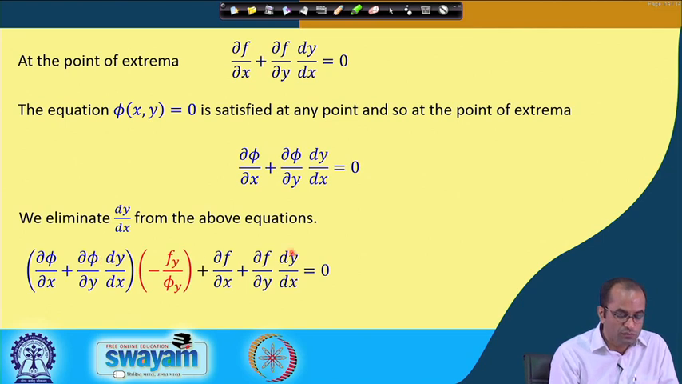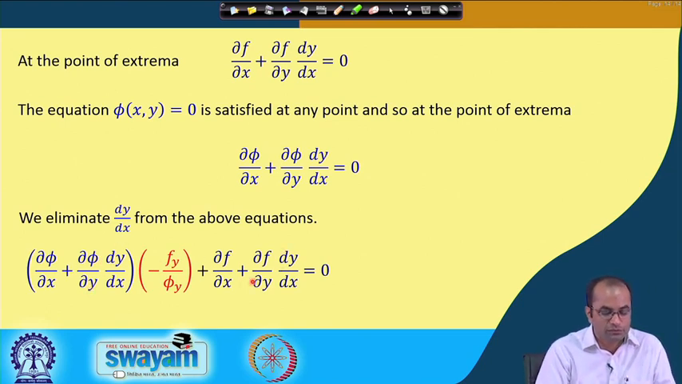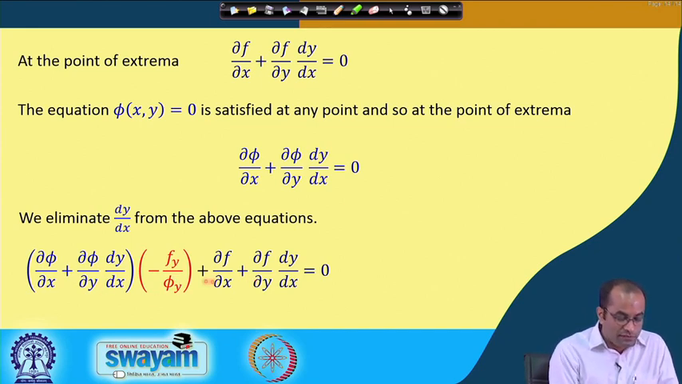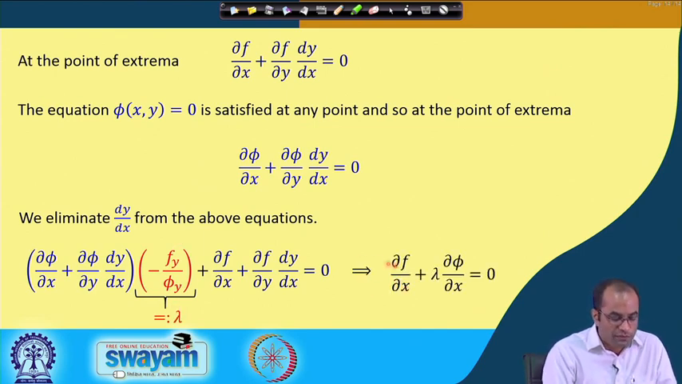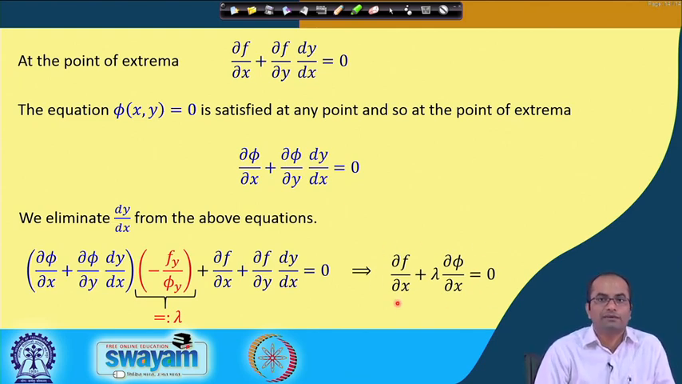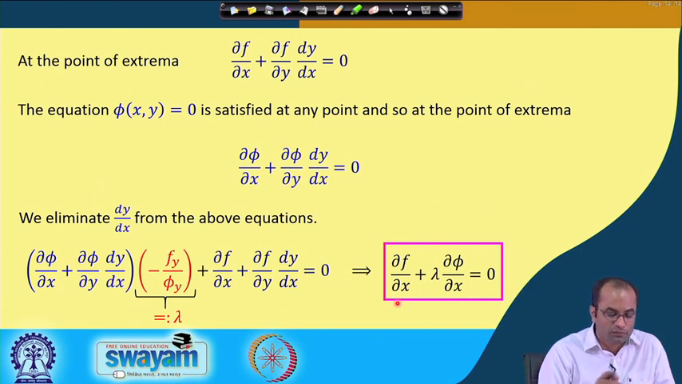So, these two will get cancelled and we have the term free from this dy over dx. In this case when we add it here, these terms will get cancelled and we will get simply, assuming that this here is lambda just for simplicity now. So, here we get del phi over del x into this lambda, and this del f over del x is equal to 0. So, this is the equation we got that has to be satisfied at the point of extrema, that is one equation.